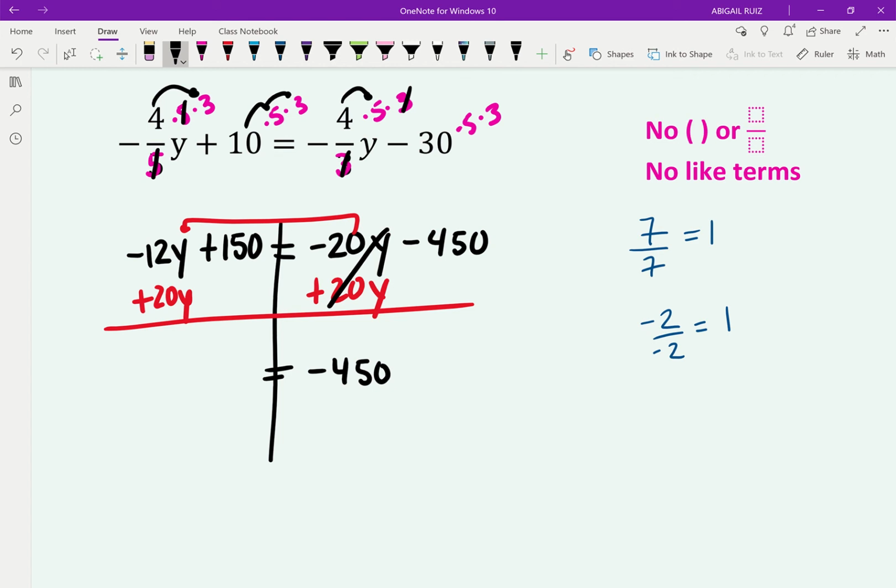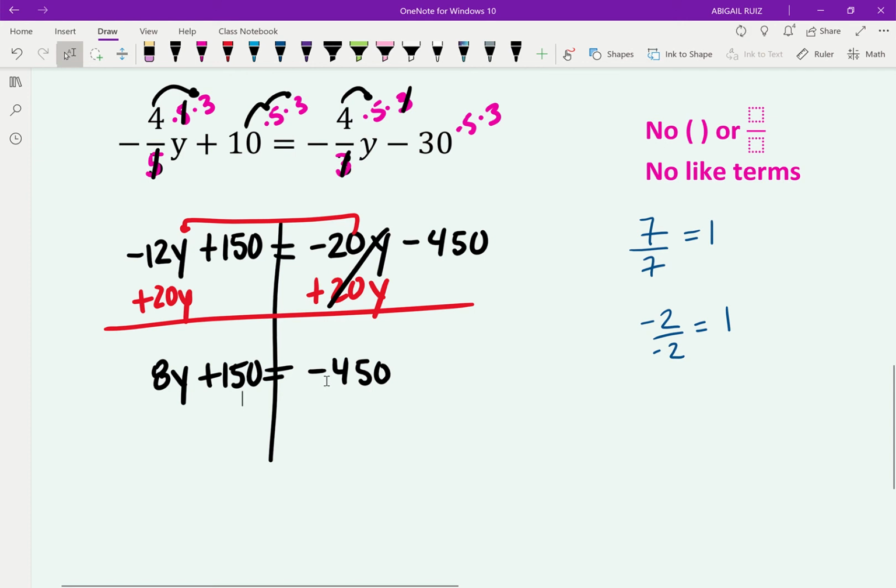Now I'm going to jump to the left, and as you can see, I have negative 12y plus 20y, that is just 8y. And bring down the 150. Immediately your sentence says 8y plus 150 equals negative 450. So we're going to look for the number that makes this equation true.